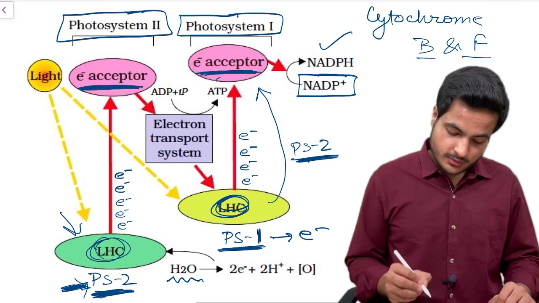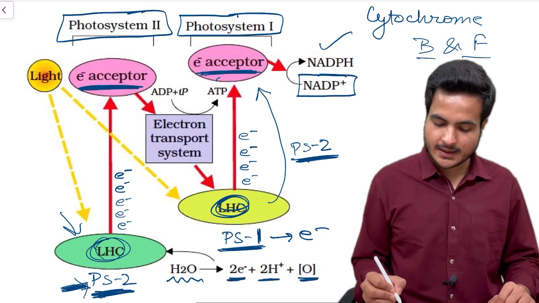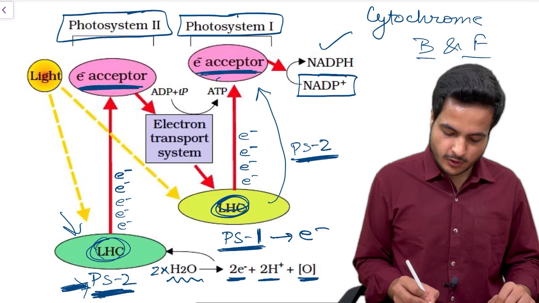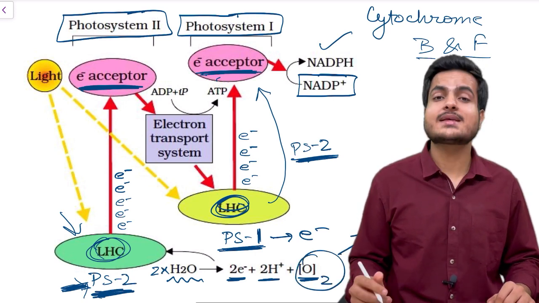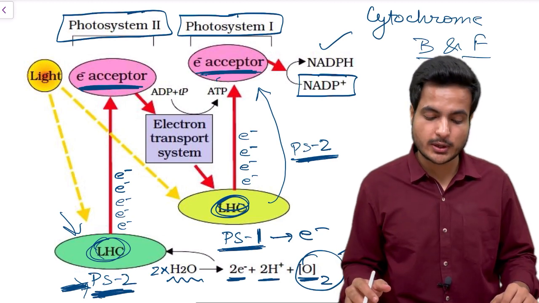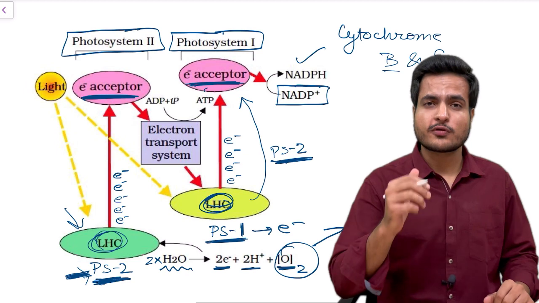Because now the water molecule is giving its electron, protons and oxygen atom. When two molecules of water are there, we will have an oxygen molecule, and this will be released as oxygen gas in the surrounding. So this is the whole setup of non-cyclic photophosphorylation.